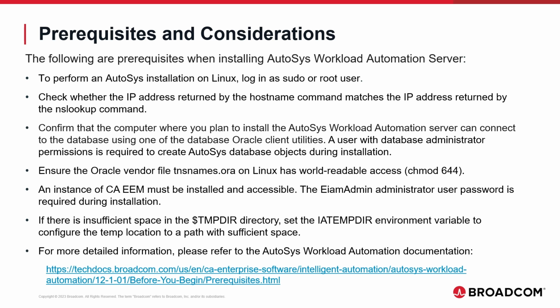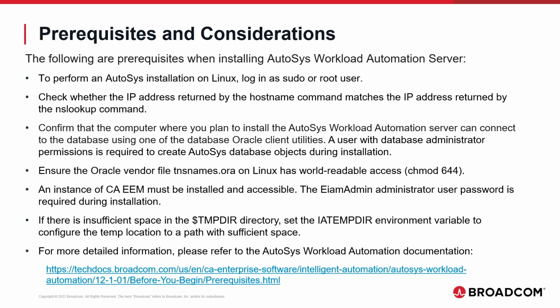The following are prerequisites when installing AutoSys Workload Automation Server. To perform an AutoSys installation on Linux, log in as sudo or root user. Check whether the IP address returned by the hostname command matches the IP address returned by the nslookup command. Confirm that the computer where you plan to install the AutoSys Workload Automation Server can connect to the database using one of the database Oracle client utilities. The database must be created before the installation. A user with database administrator permissions is required to create AutoSys database objects during installation.